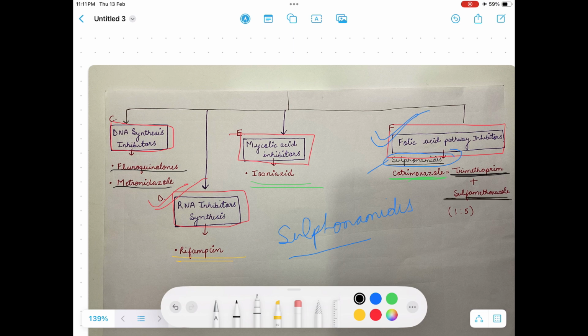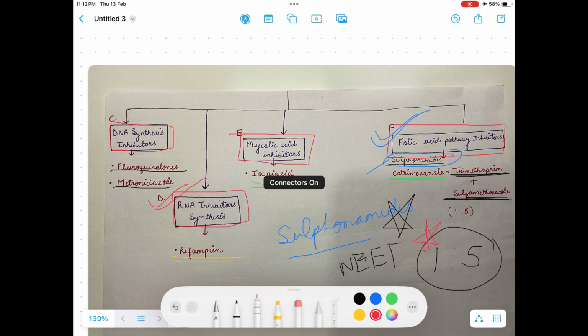And friends, this is a very important question. Star mark point. They ask in NEET also. What is the ratio of the two drugs that make cotrimoxazole? So basically they ask the ratio of trimethoprim and sulfamethoxazole. This ratio is 1:5. The ratio is 1:5. Remember, this is a star point. So that's it. It is for the classification of antibiotics.